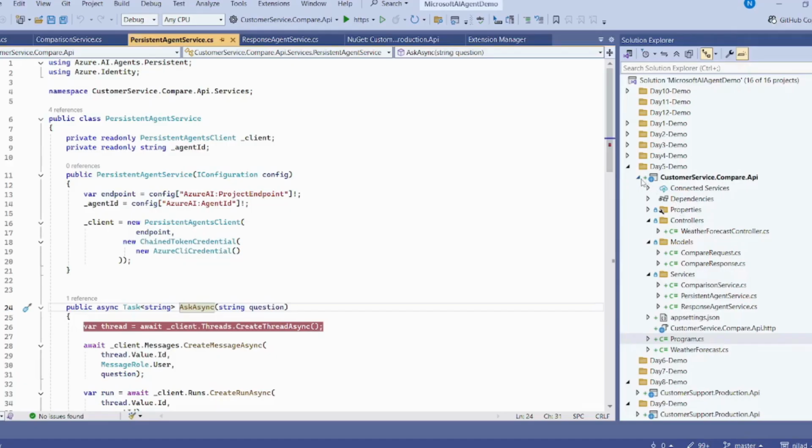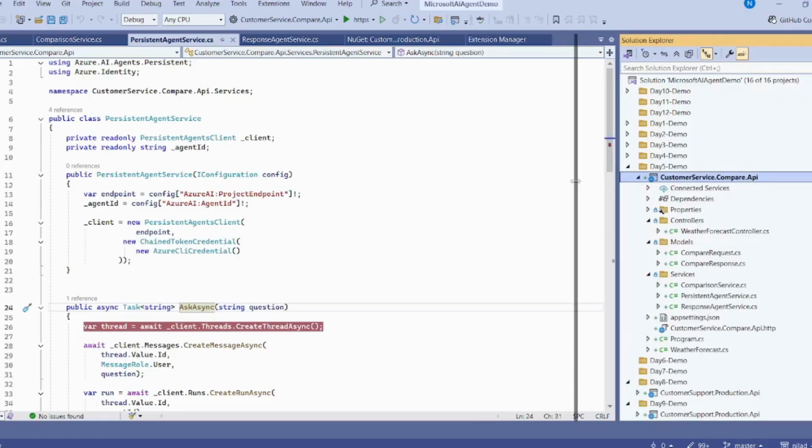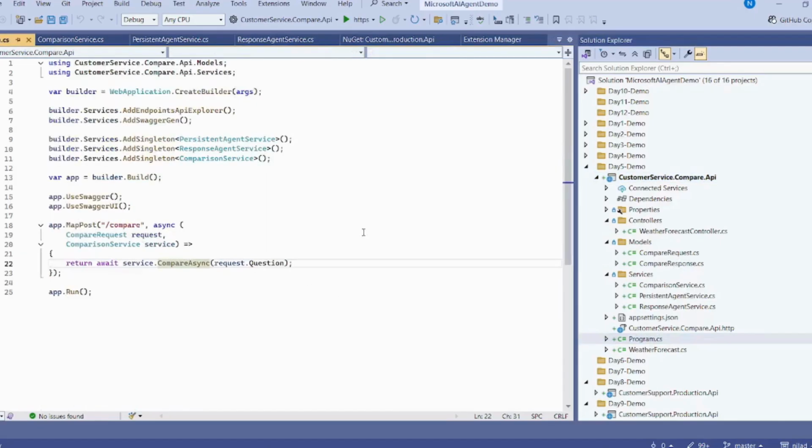Day 5 has the same solution. The only difference is here we are using both because we are doing a comparison, right? So what we have done, we have actually created a Program.cs compare. We are taking the persistent agent also, and the response agent. So what exactly we are doing in the response agent, let me show you.